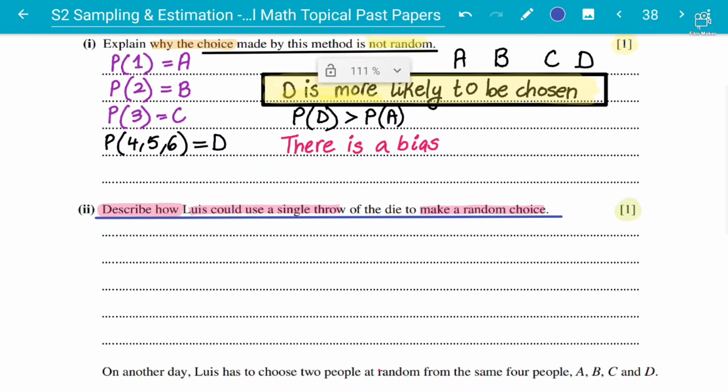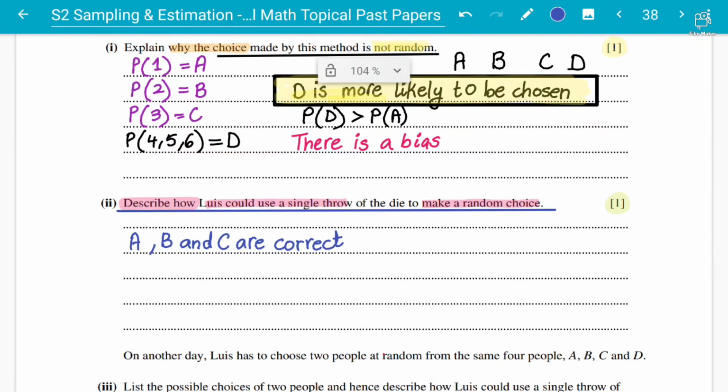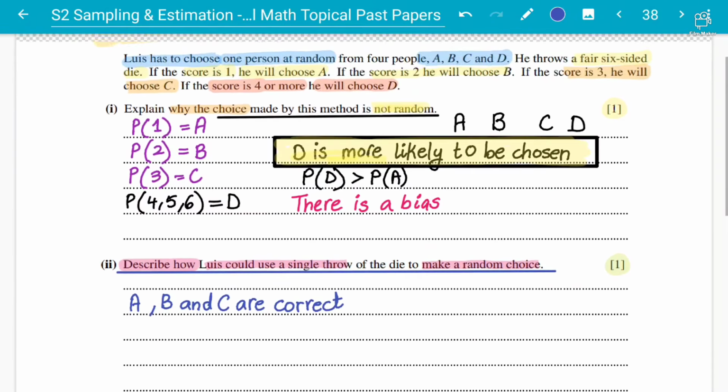Okay, you can write it down like this: A, B and C are correct. If the die shows 1, it is A. If it shows 2, it is B. If it shows 3, it will be assigned to person C. So you can limit person D to choosing it on 4.